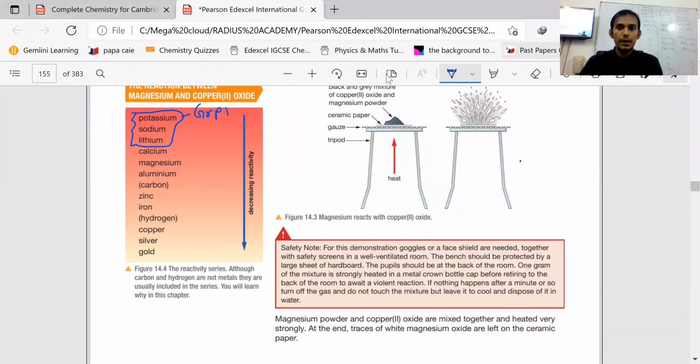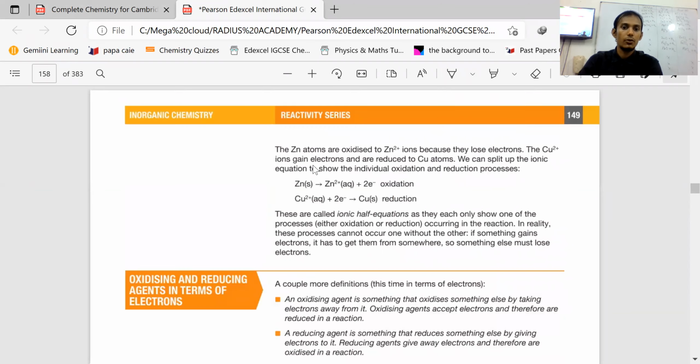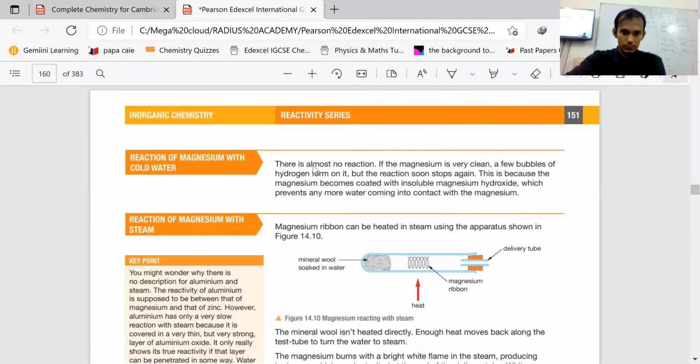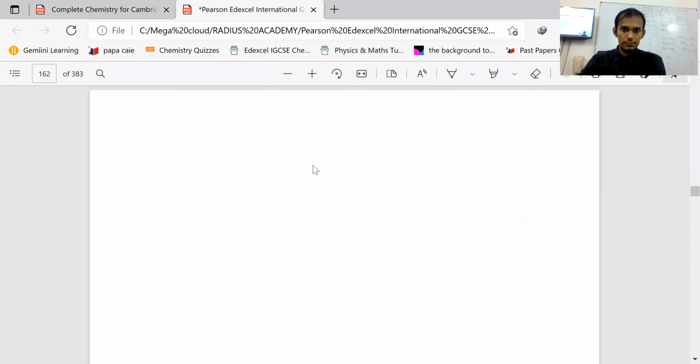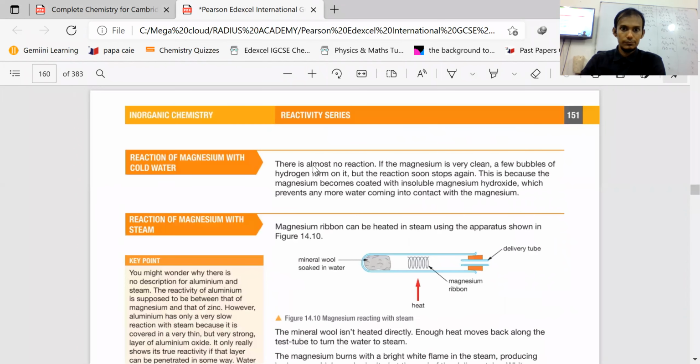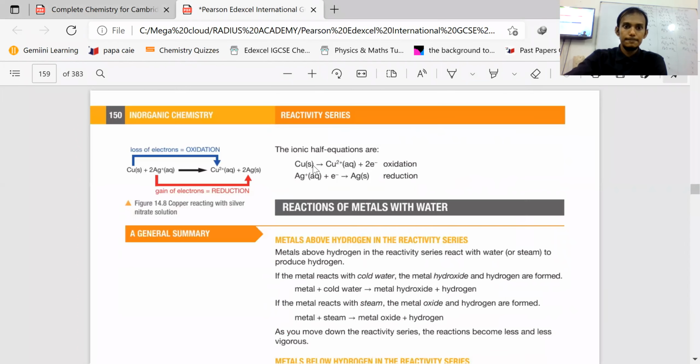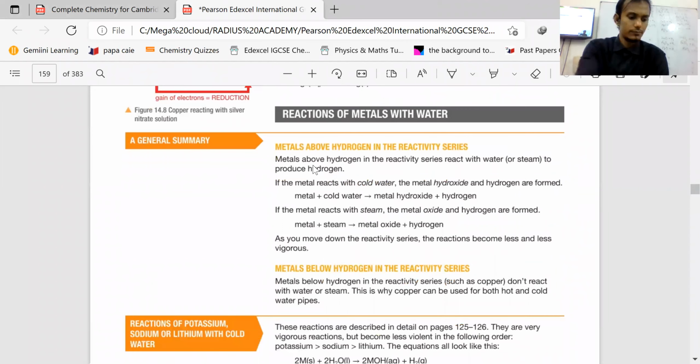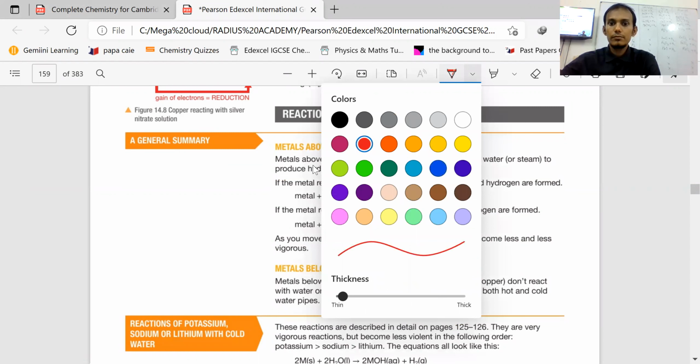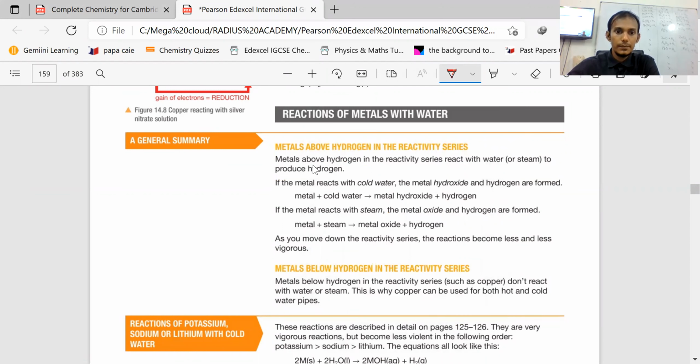So basically, we have already covered half of this chapter previously, redox reactions. Right. So now look at the book. You see, I say this one. This is number 1, metal plus cold water. So metal hydroxide and hydrogen gas is underlined.